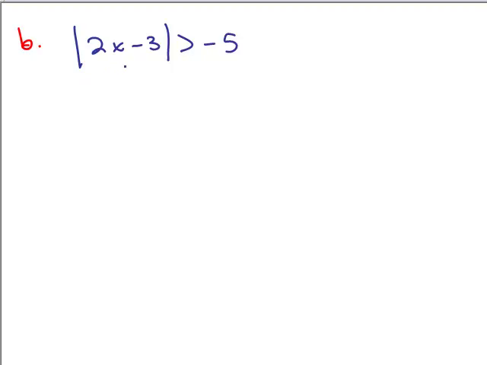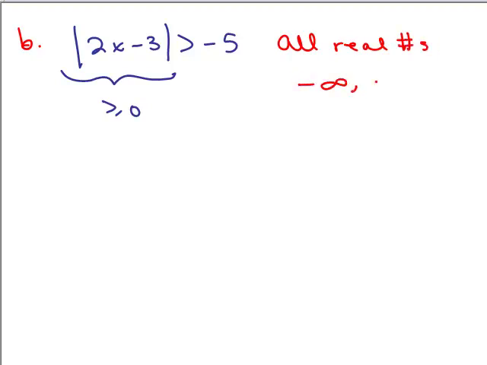Absolute value of 2x minus 3 is greater than or equal to negative 5. Well, no matter what you're taking the absolute value of, this side will always be greater than or equal to 0. So that will necessarily always be greater than negative 5. So this is all real numbers. That's the solution. All real numbers, or in interval notation, you could say this.